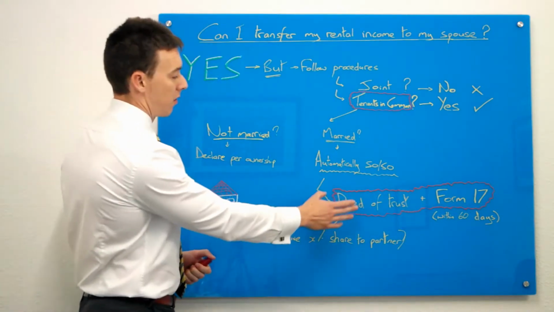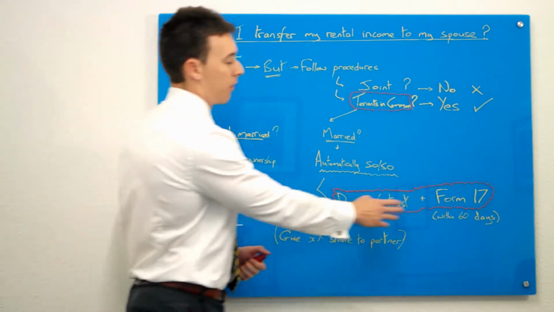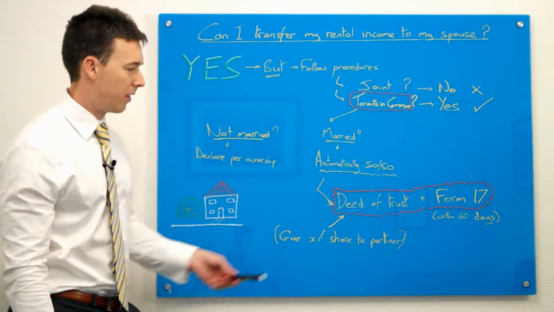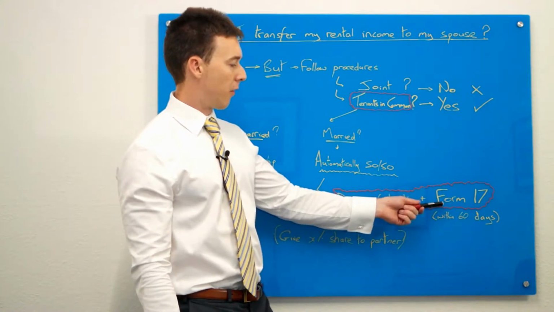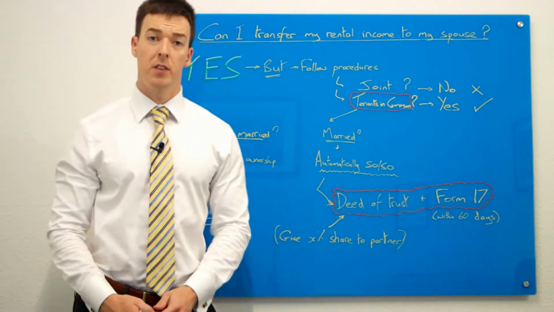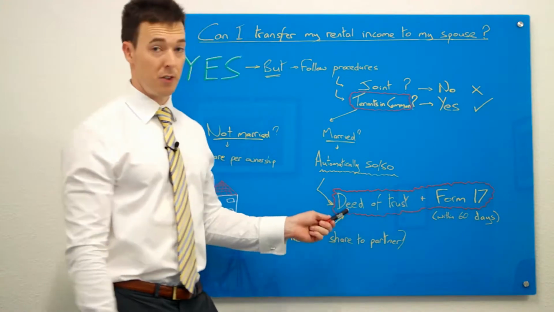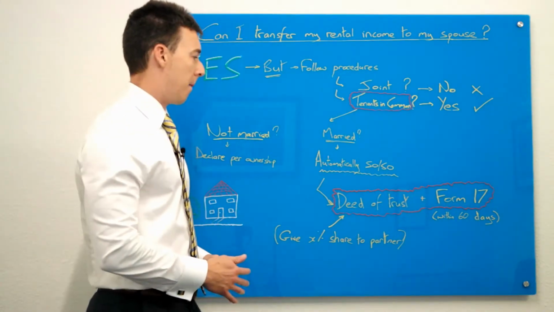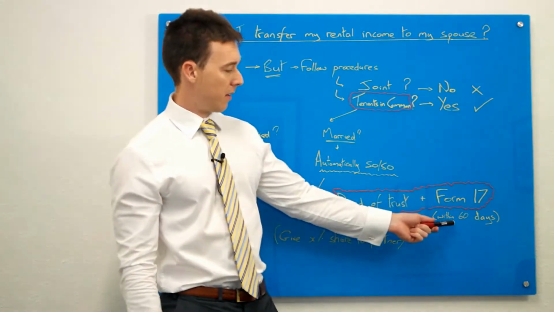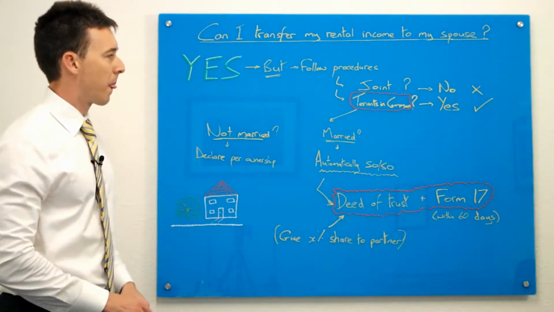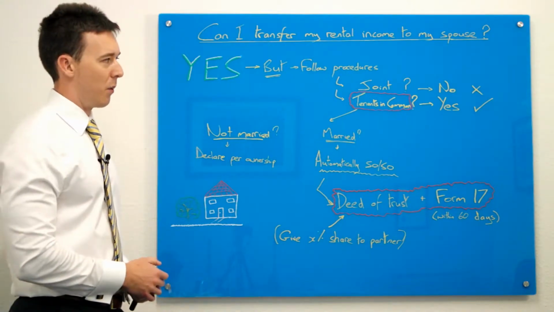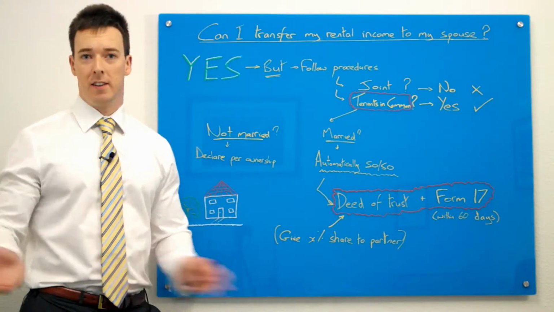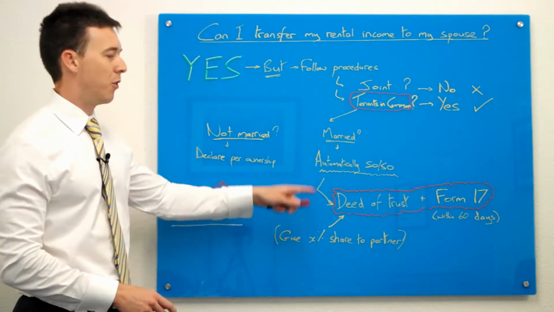You do that deed of trust, and then following on from that, within 60 days, you have to tell HMRC via Form 17. So submit this form, and normally they want some sort of evidence. They might want to see your deed of trust to prove that is the ownership of the property. And like I said, you have to do this within 60 days. So it's no good going a whole year and saying, oh, I want to split the income 80-20 or 99-1%. You have to do this first.